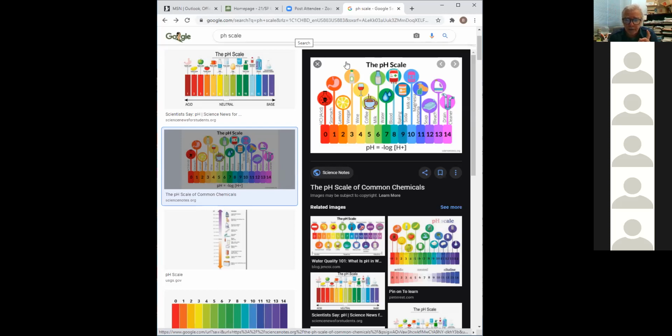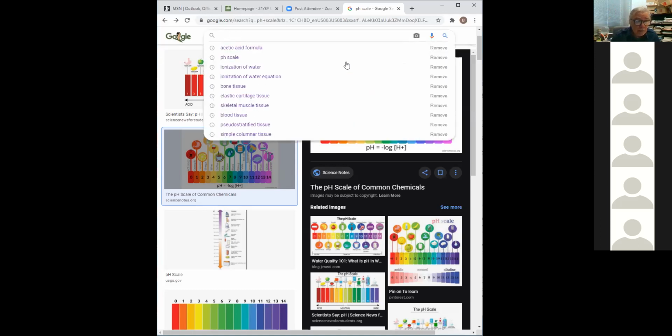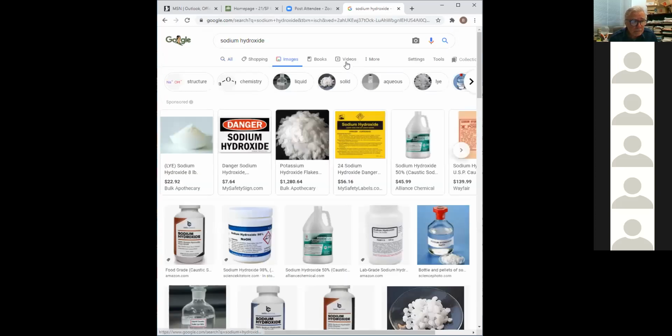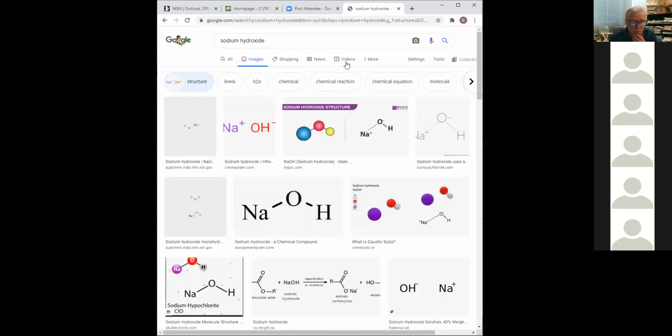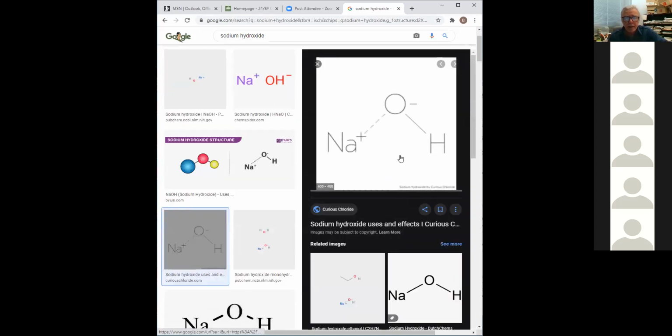And what we use in class for a base is sodium hydroxide, NaOH. Now, here's the thing with NaOH. The bond between the oxygen and hydrogen is polar covalent, but the bond between sodium and the oxygen is actually ionic. So here's an exception to the rule.